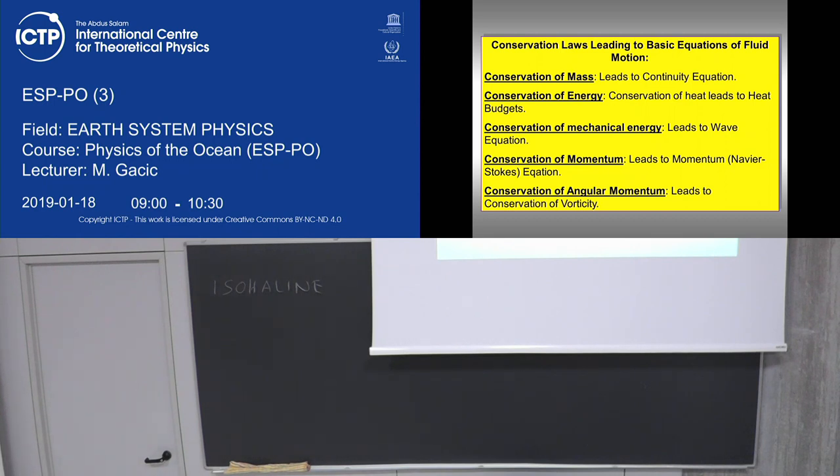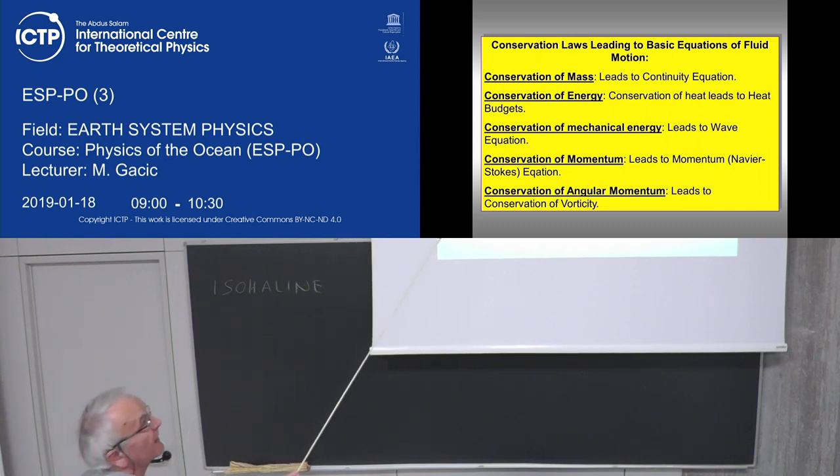On the basic equations of fluid motion, we have five principles of conservation laws which lead to the basic equations of fluid motion. The first one is conservation of mass, which leads to the continuity equation. That means that we cannot lose or gain mass. This is, for example, what I told you a few minutes ago: if the Adriatic is losing water due to the outflow of fresh water at the surface, there has to be some inflow of water in the deeper layer which keeps the volume conserved.